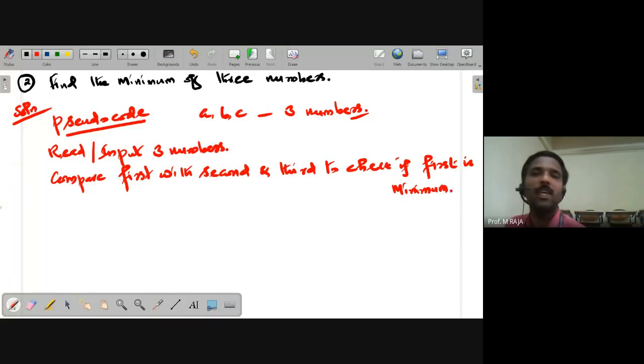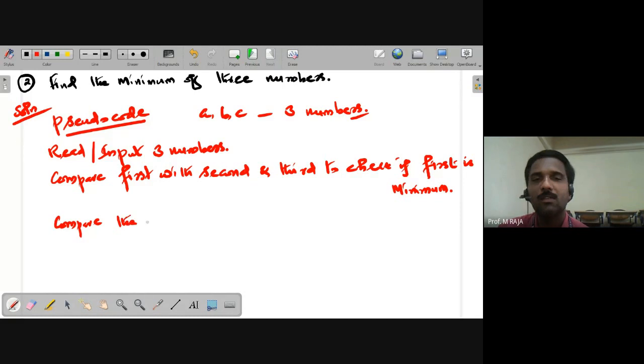So if we compare A is less than B and A is less than C, ultimately A is the minimum among the three numbers A, B, C. This process is over when A is compared with the remaining numbers B and C. A will be the minimum when A less than B and A less than C, the condition is true. If not, we need to compare the second and third.